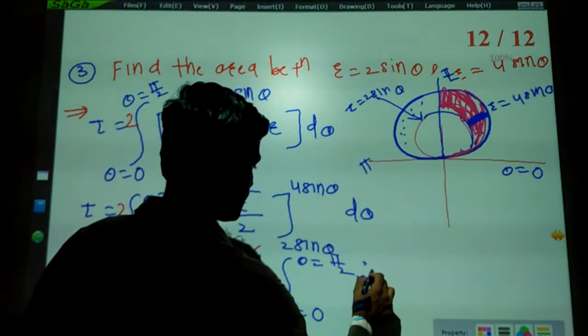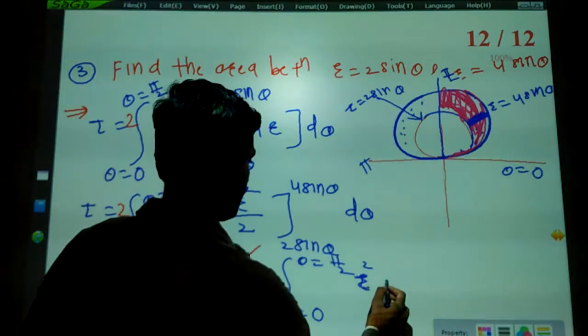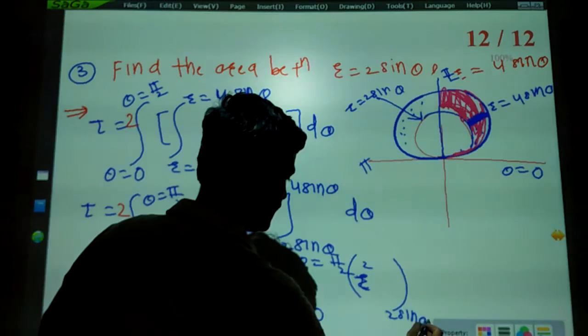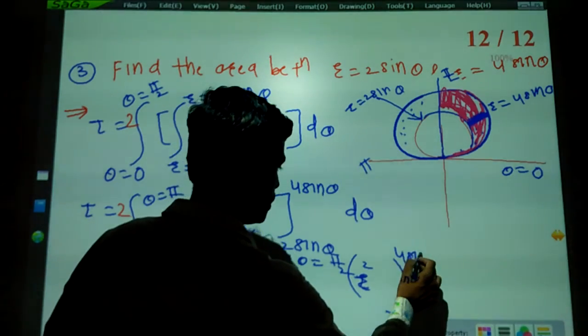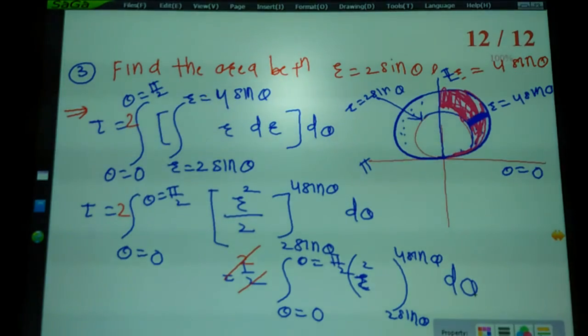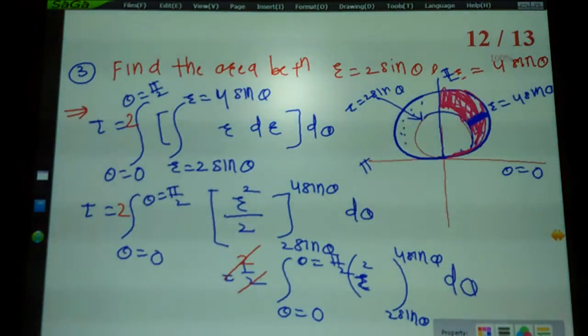So this is the r square. Lower limit is 2 sin theta. Upper limit is 4 sin theta into d theta. So after that, put the upper limit. Upper limit is the 4 sin theta. Lower limit is the 2 sin theta. Put upper limit minus lower limit.